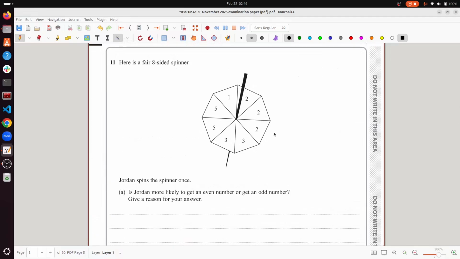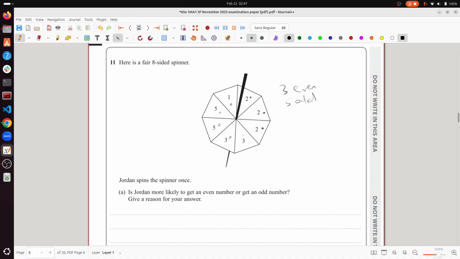Question number 11 says, here is a fair 8-sided spinner. Jordan spins the spinner once. Is Jordan more likely to get an even number or an odd number? Give a reason for your answer. So let's see how many even numbers we have. We have 3 even numbers. Odd numbers, we have 5 odd numbers. And it's asking us, is Jordan more likely to get an even number or an odd number? Give a reason for your answer.